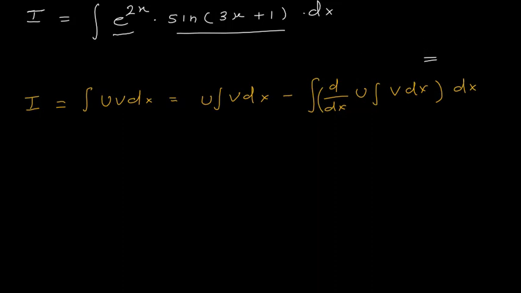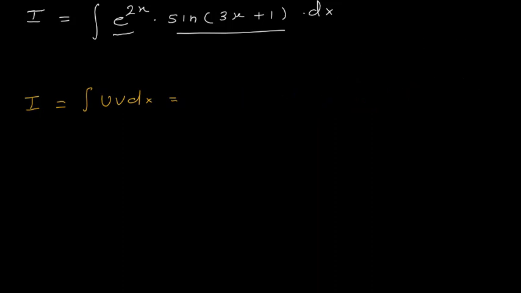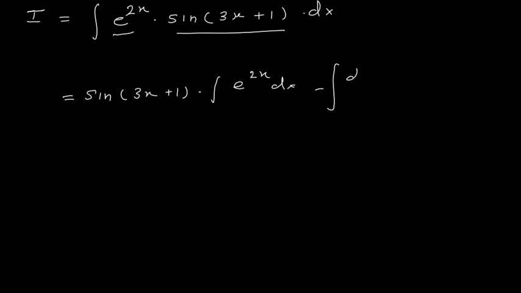So just erase them again. Now here your I will be equal to, we are going to consider this sin 3x plus 1 as u. So I will write sin 3x plus 1 into the integration of e power 2x. So first write the formula, that is the integration of e power 2x dx, then minus d upon dx of sin of 3x plus 1 into the integration of e power 2x into dx, the whole dx.